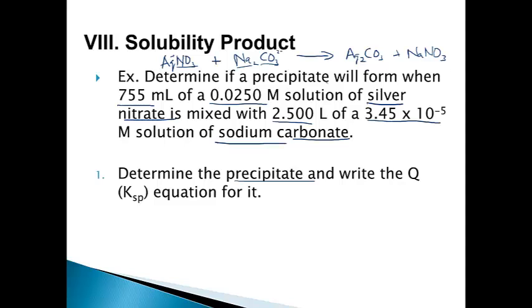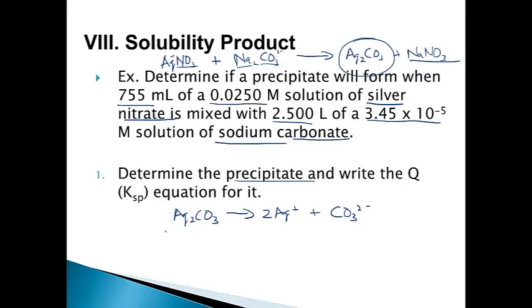Okay, so now what you need to figure out, what's the K, which one's the precipitate? Okay, all the nitrates are soluble, so that's your precipitate. Okay, next, write out the Q equation for it. So you need to take the precipitate, Ag2CO3, break it up. That'll break up into Ag+ and CO3 2-. Okay, and then balance it. You need 2 of those.